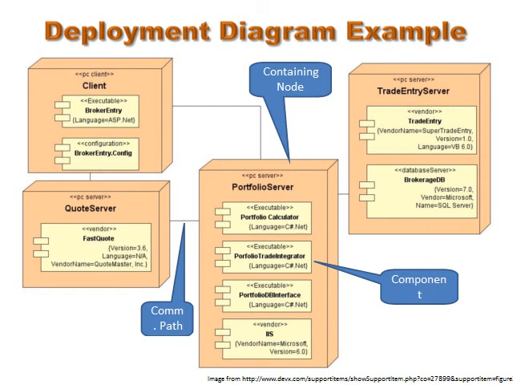And again, the idea here is to provide a notation that allows you to convey and express your design ideas in a fairly standard way so that other people can understand them. So this is an example of a deployment diagram and shows the relationships between a client, portfolio server, quote server, as well as a trade server, obviously a financial application, and shows different components. So there's an executable component in the client, and there's also a configuration component, which would be the deployment descriptor we were talking about. There's a quote server that has a vendor component in it, whatever that might mean. Maybe that's a data component. There are several executable components in the portfolio server, and there's a database server component in the trade entry server.